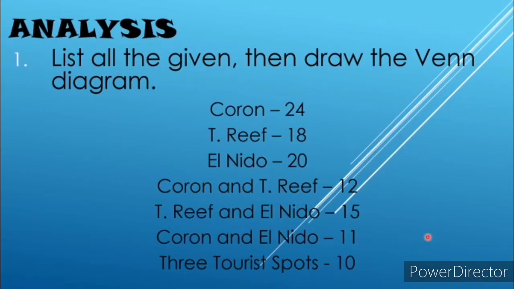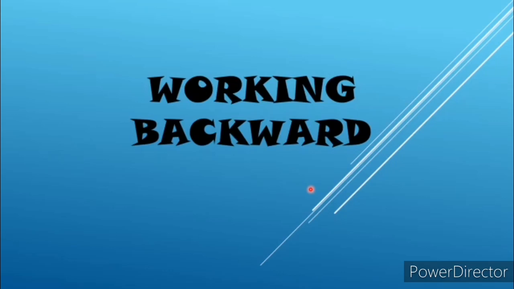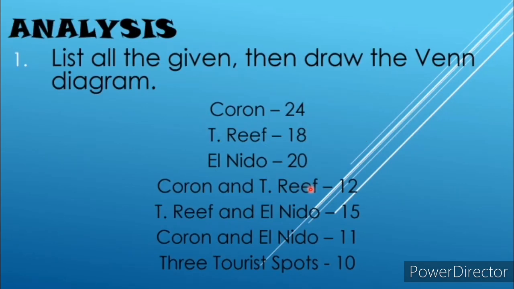Okay, so nalagay na natin lahat yung given. After natin ilagay yung given, we are going to draw a Venn diagram. And in drawing a Venn diagram, we need to do yung technique natin na tinatawag na working backward. Paano yung working backward?